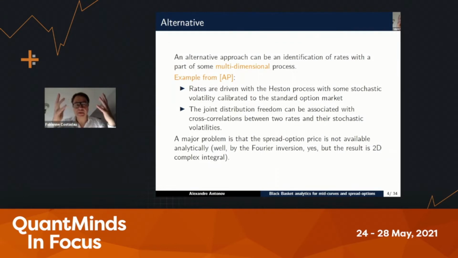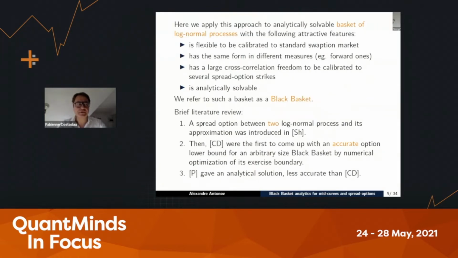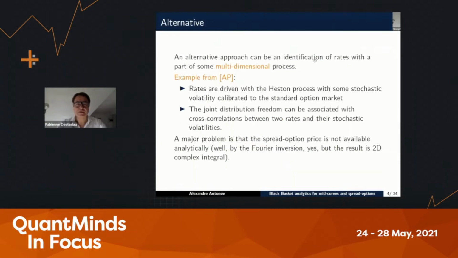The major problem here is that the spread option price is not available analytically. Of course, we can do a two-dimensional Fourier inversion, but it will involve a two-dimensional complex integral. It will be even more complicated than, maybe not that simple, Monte Carlo integration. So here we will take this way of a multidimensional process, but we will do it in a slightly different way.